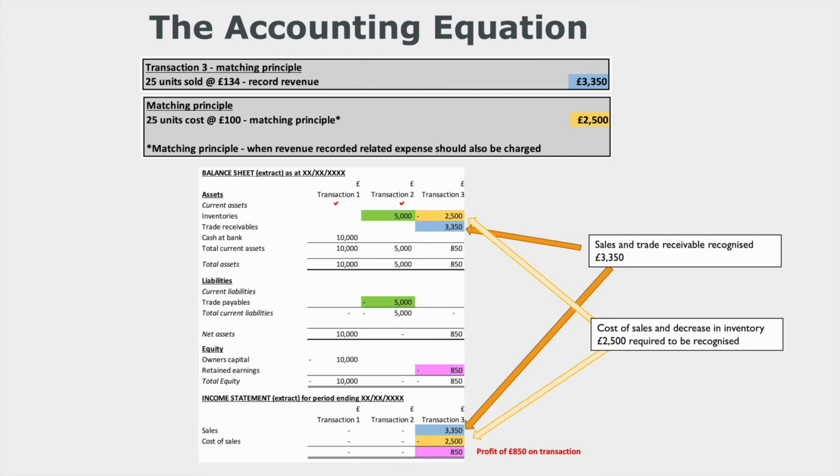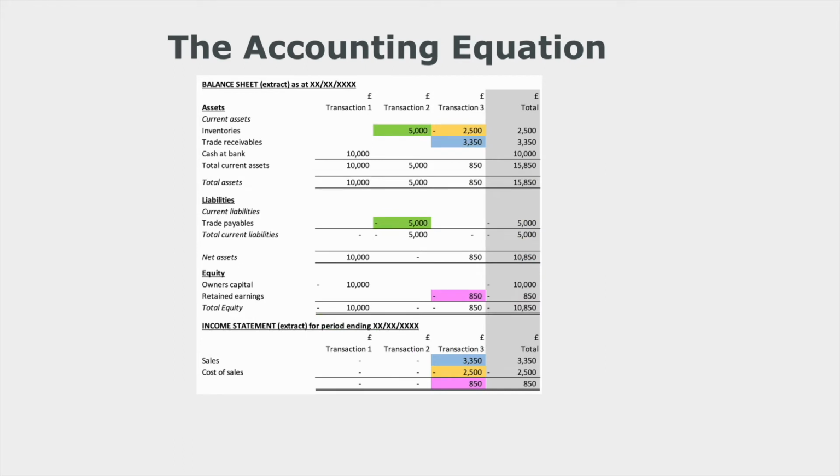And then in this case, there is a profit of £850 in this transaction. So this one does impact the income statement effectively. So just to show the closing impact after transactions 1, 2 and 3 is here. So this is the sum of these previous three columns effectively.